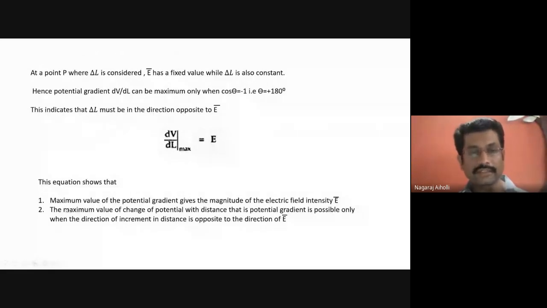The first point is that the maximum value of the potential gradient is the magnitude of the electric field intensity E bar. Second point, the maximum value of change of potential with distance, called potential gradient, is possible only when the direction of increment in distance, that is dl, is opposite to the direction of E bar. Fine.